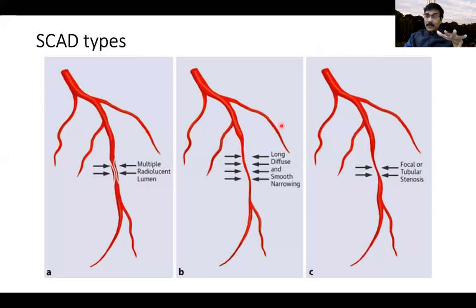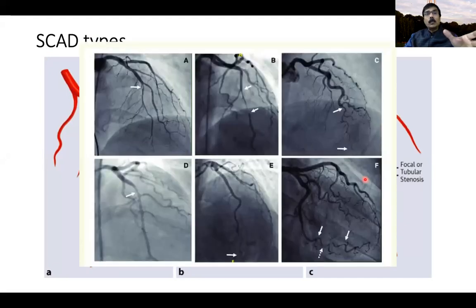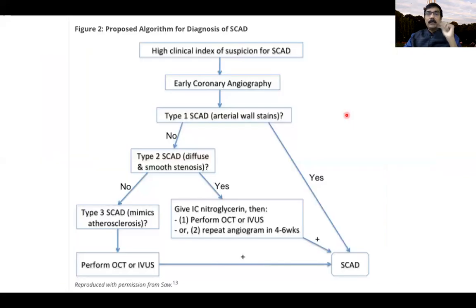There are 3 types of SCAD. I'm sure all of us know about this. One is the multiple radiolucent variety, which is type 1. Type 2 is a long diffuse intramural hematoma. Third is a focal stenosis. Now, how do you differentiate these groups of patients? This is going to be the multiple lesions here. This is the long lesion, and this is the focal lesion, the type 3 lesion in this group of patients.